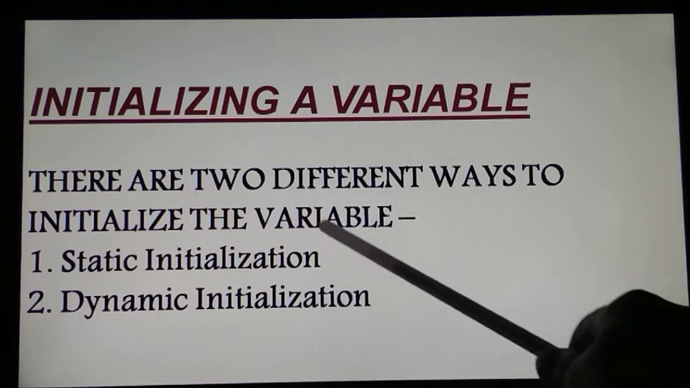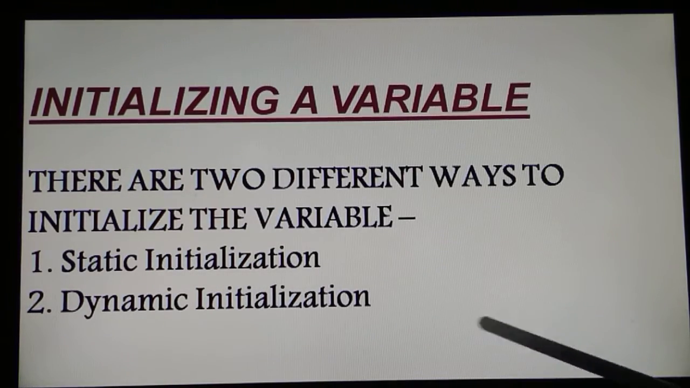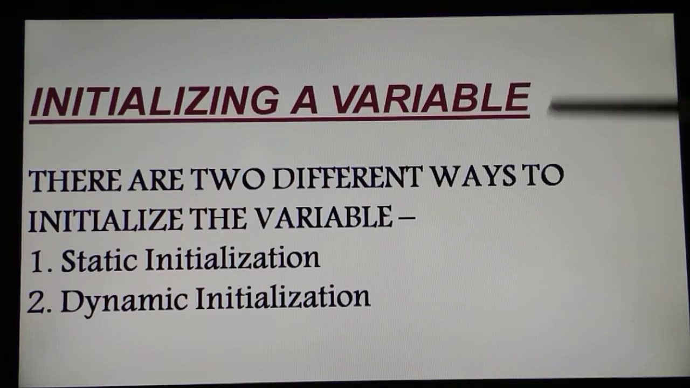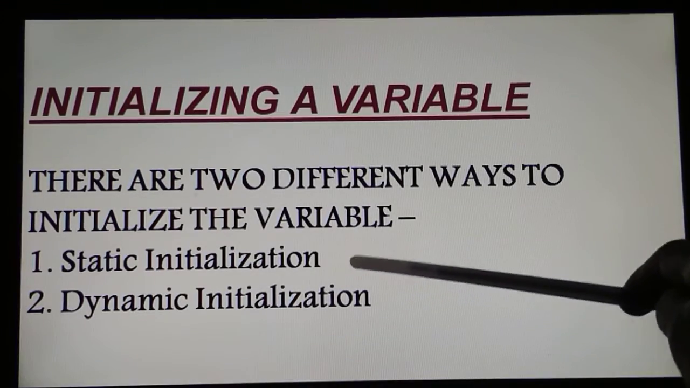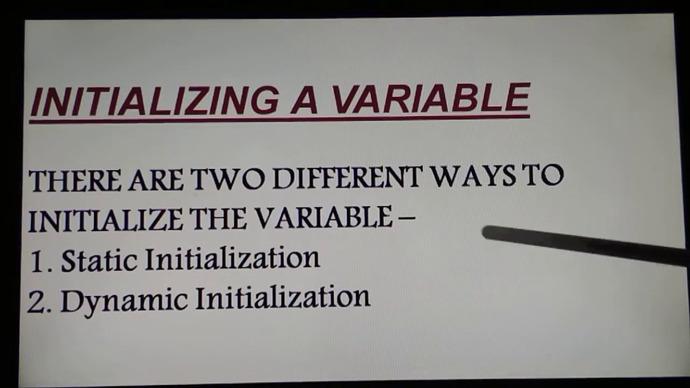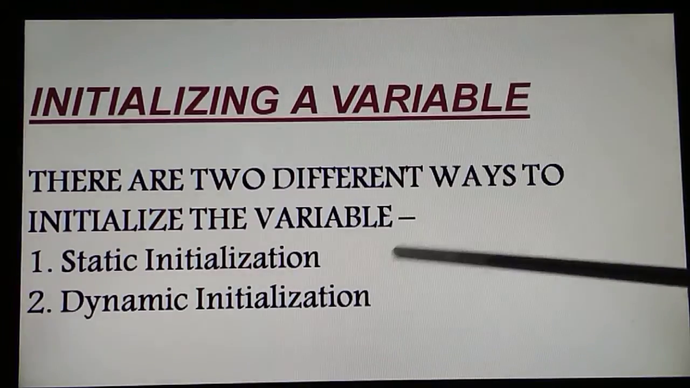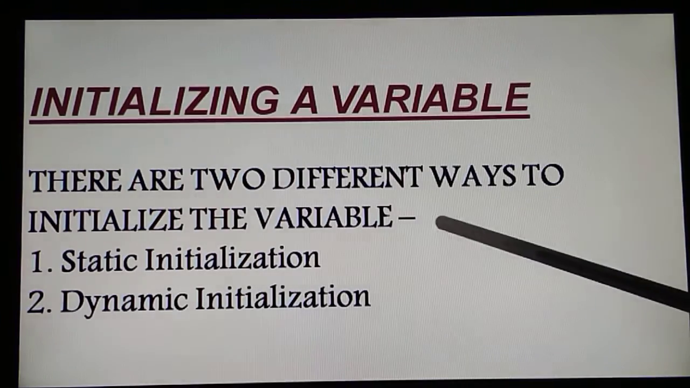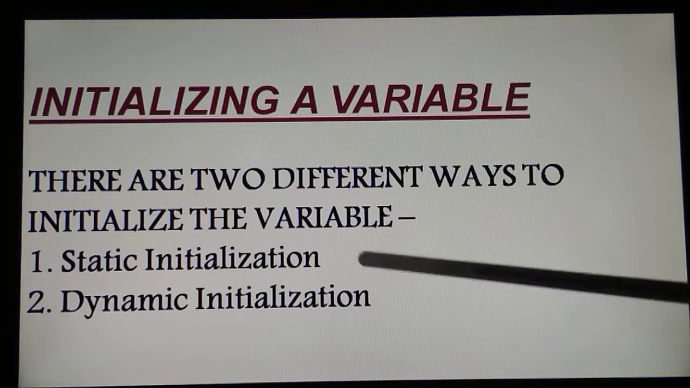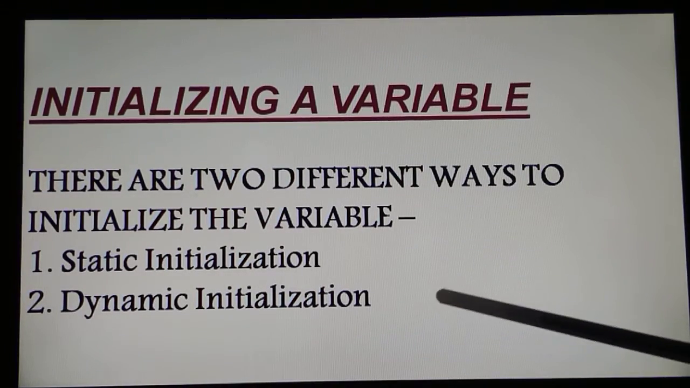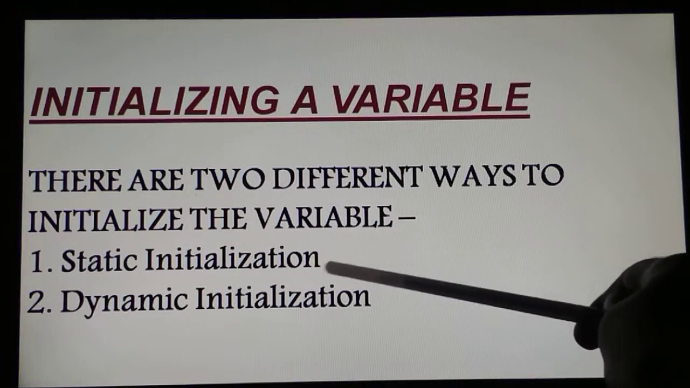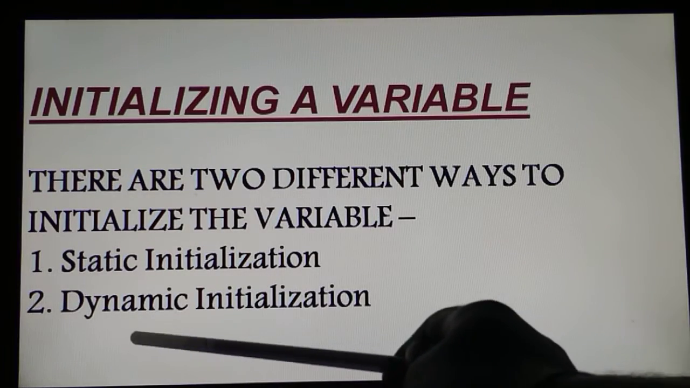Today we will start with initializing a variable. There are two different ways to initialize a variable. First is static initialization and second is dynamic initialization. So what is static initialization? Static initialization is the process of directly assigning a constant to a defined variable. The variable is initialized at the time of its declaration, that is, before its actual use in the programming logic. I will show you in BlueJ how static initialization and dynamic initialization work.